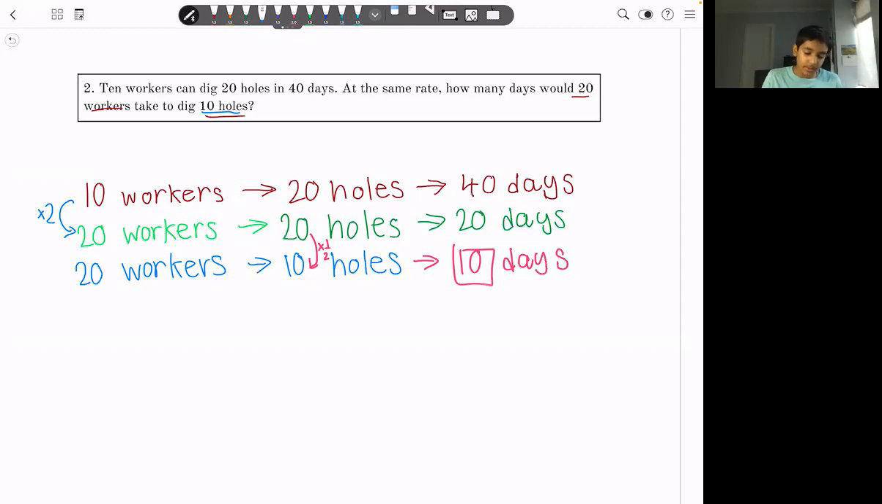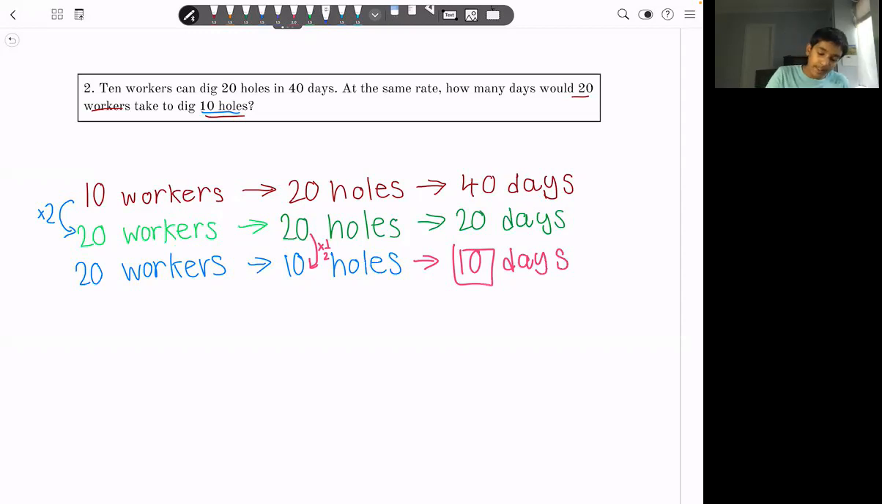Basically the main idea is that now we have twice the number of people who are actually working, but we only have half the number of things to do. So we only have half the things, twice the number of people working. So overall, it's going to take only 1/4 the amount of time.